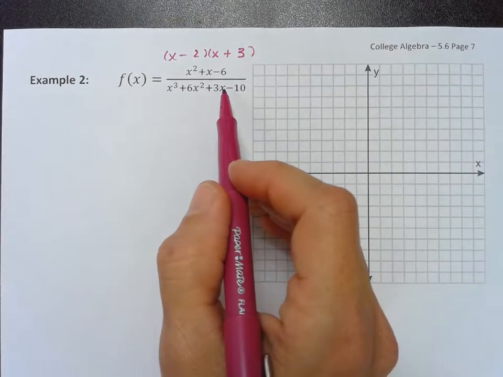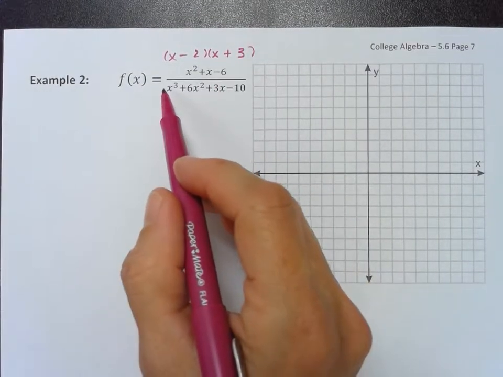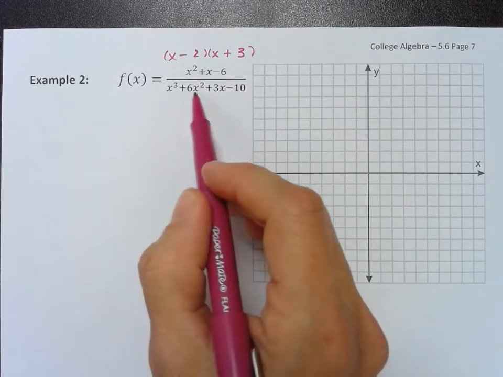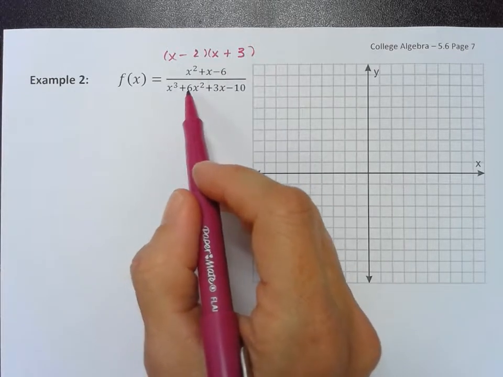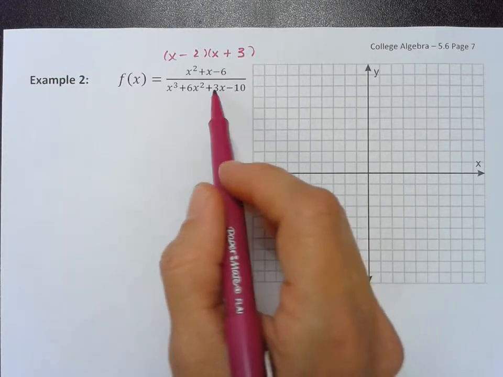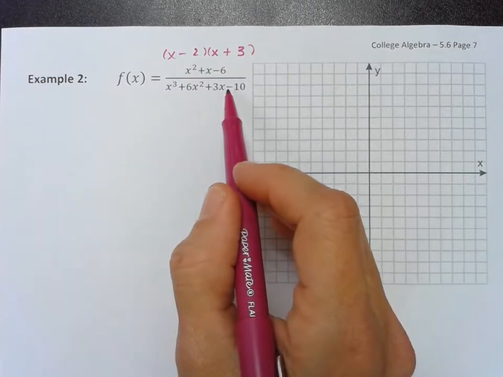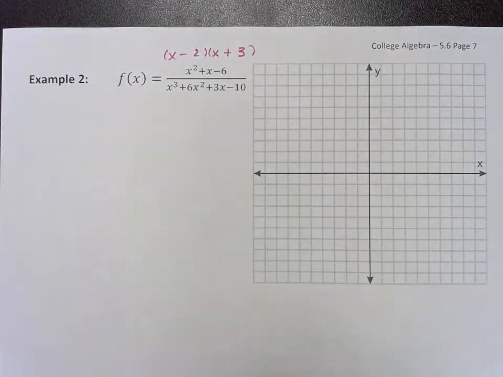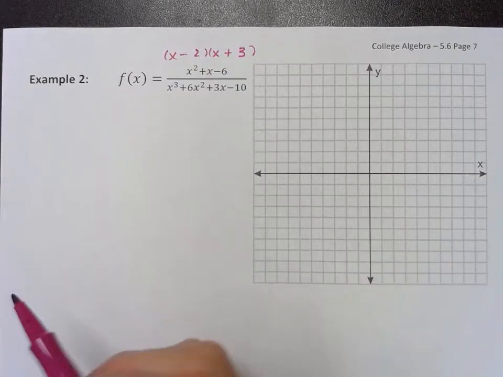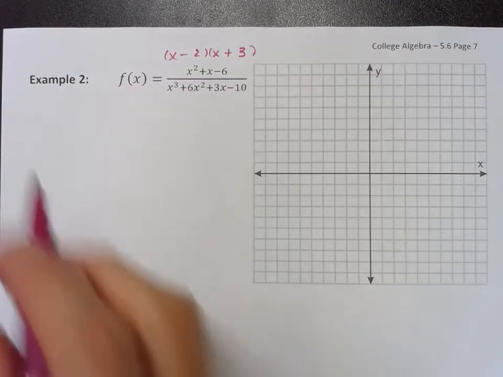So look at the denominator. You should think factor by grouping. If you factor x squared out of this, you're left with x plus 6. There's no way to factor this so that you're left with an x plus 6. That means we're going to have to use those p's and q's that we learned in the last section.